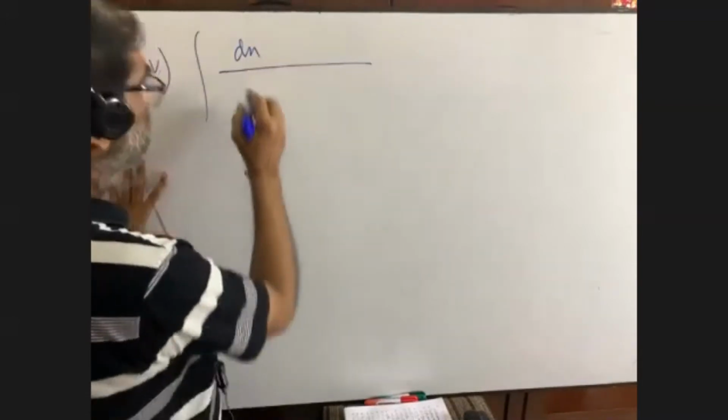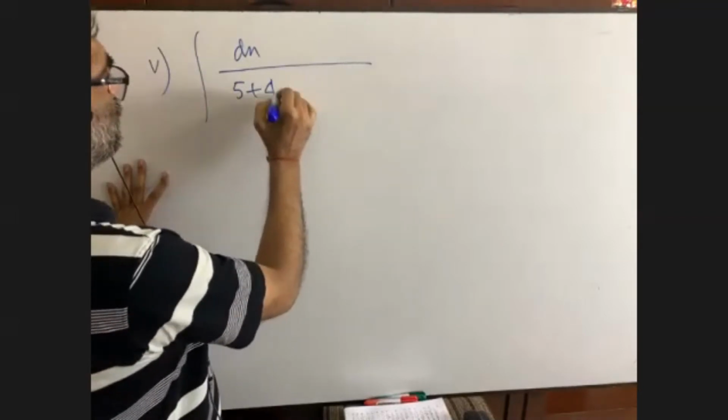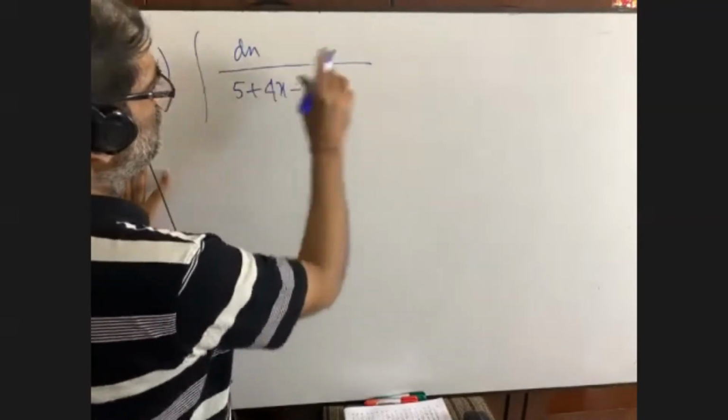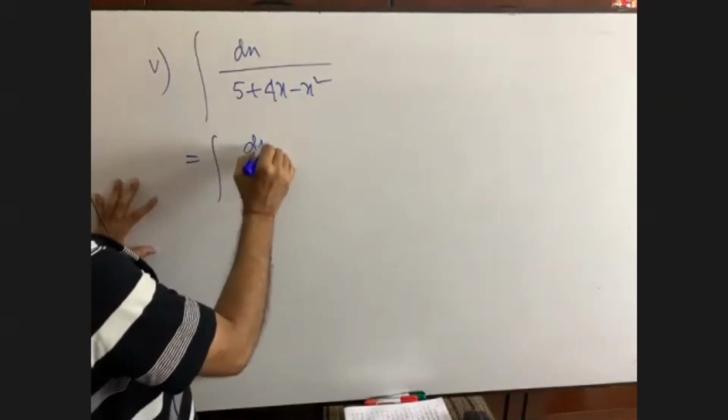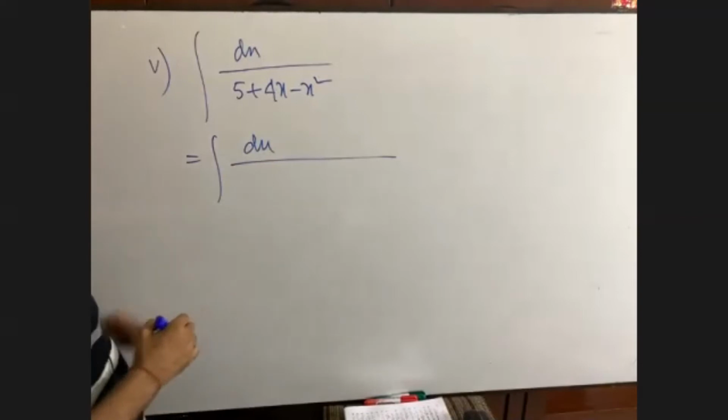Now you see question number 5. This is 5 plus 4x. Who can do it? Talk to me. Is anyone here to do it? No one is 0, right?